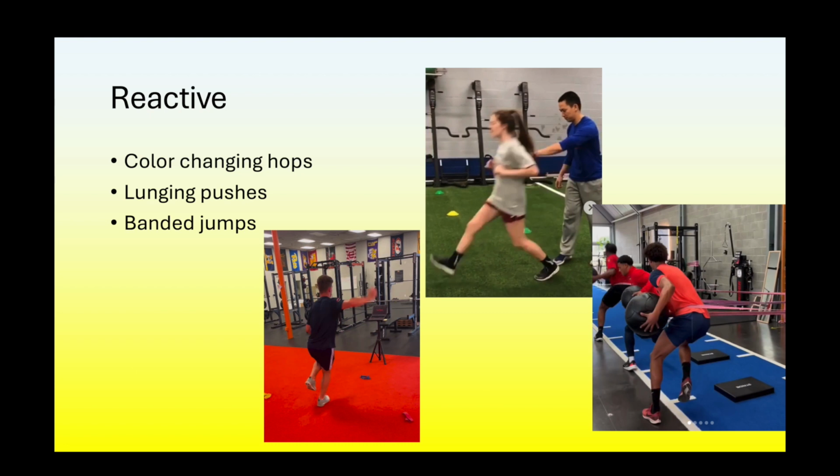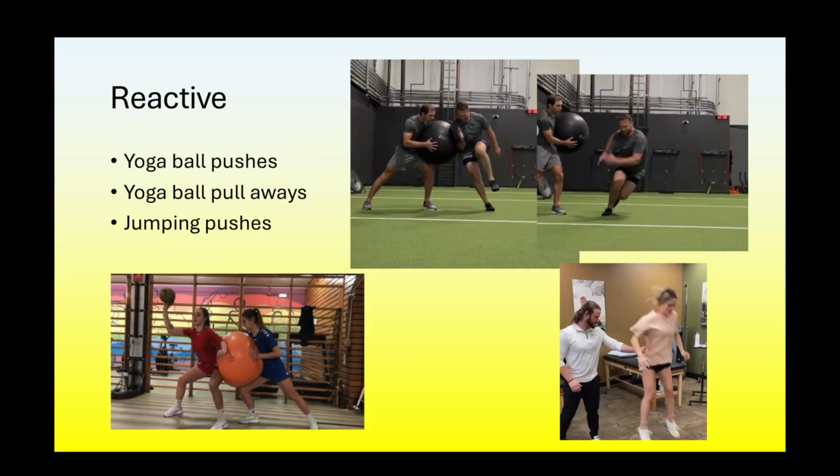You can also do lunging pushes where they're going from a lunge and you push them. Banded jump sideways, they have to react to the band pull. You can do yoga ball pushes with your athletes. They have to jump and you push them in different directions. They have to react, different landing. You can also pull away the yoga ball and they have to react and catch themselves. You can do it just with your hand as well.